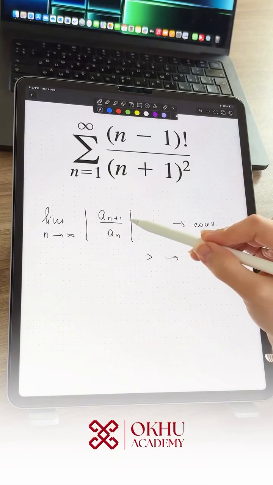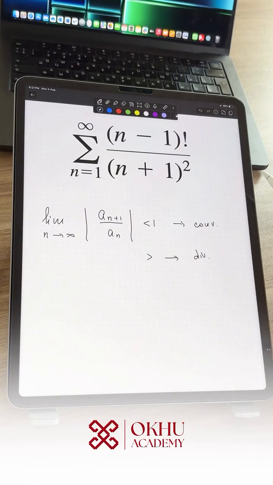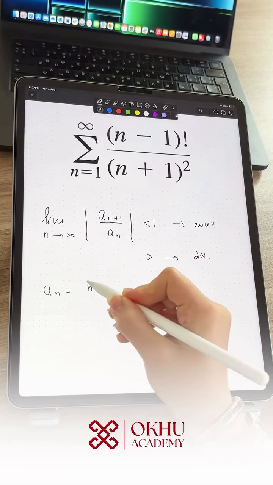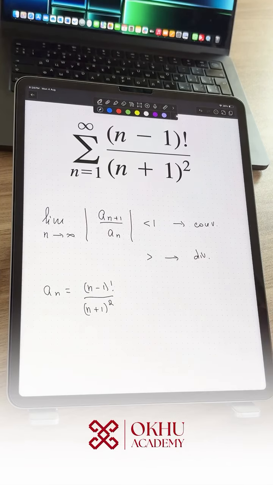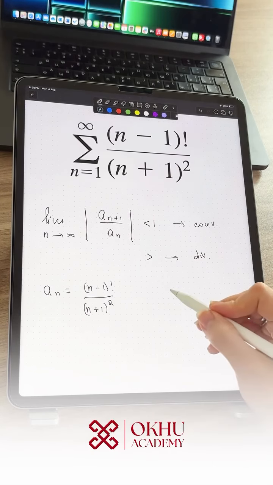Now, as in the formula, I have two terms, a_{n+1} and a_n. It basically means that, firstly, I have to define them. Whenever you are given the series, the summand gives you a_n. So I'm going to write here a_n as (n minus 1) factorial divided by (n plus 1) squared. Now, in order to define the n plus 1 term, I have to plug n plus 1 into this expression instead of n.